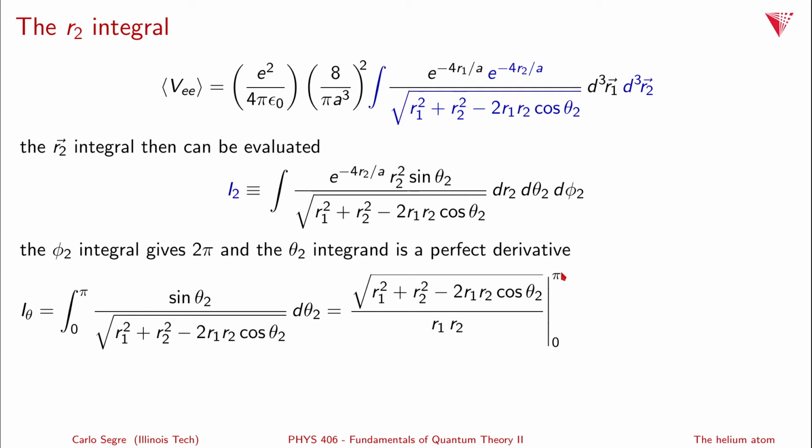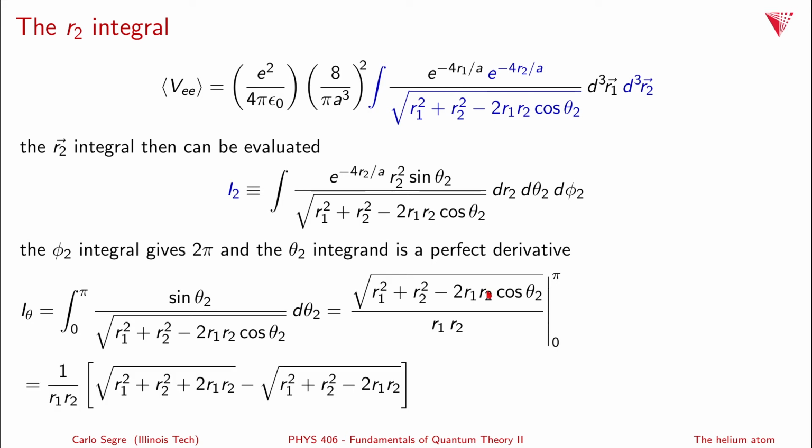Now at pi, cosine is minus 1. And at 0, cosine is 1. So this gives us 2 terms. We have a 1 over r1 r2 out in front. Then we have the quantity square root of r1 squared plus r2 squared plus 2 r1 r2 minus the square root of r1 squared plus r2 squared minus 2 r1 r2.